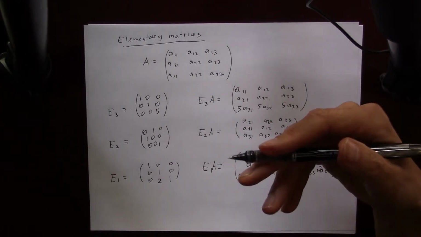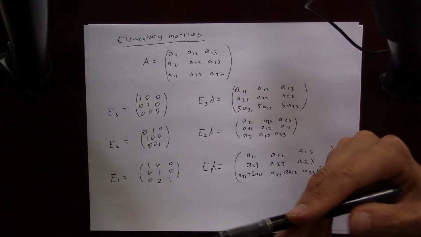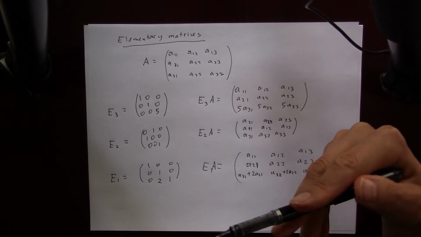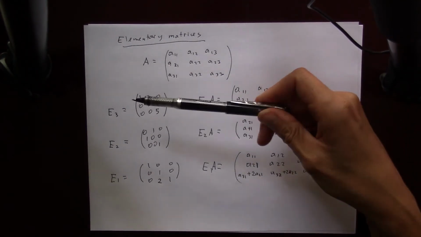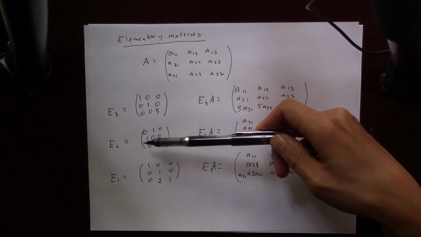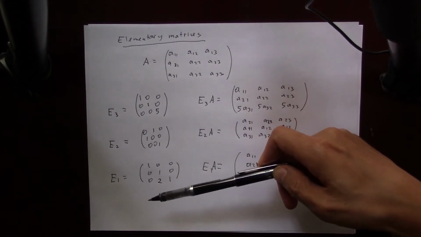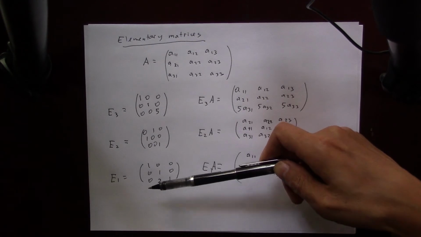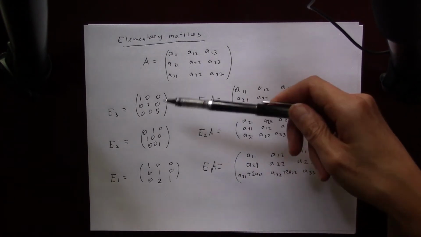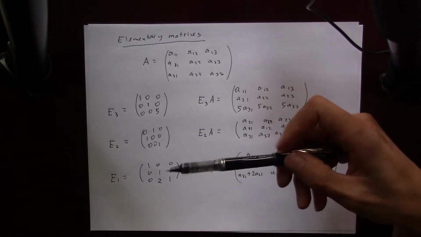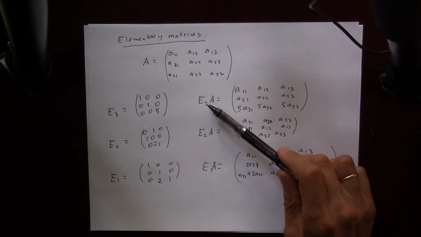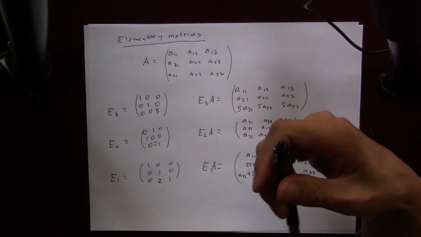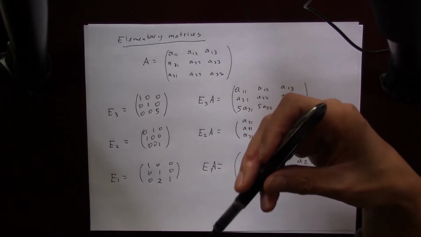So what is happening is every elementary row operation, which is multiplying a row by a number, switching rows, or adding a row multiplied by a number to another row, can be expressed as a product of your matrix by an elementary matrix. That's the first observation.